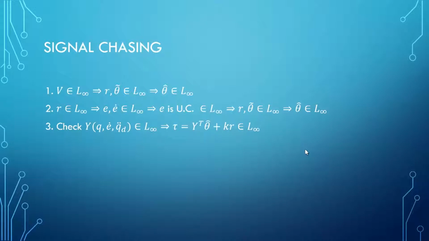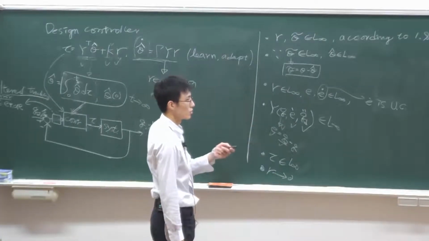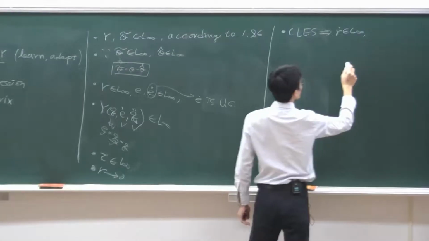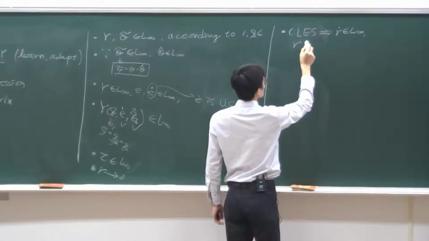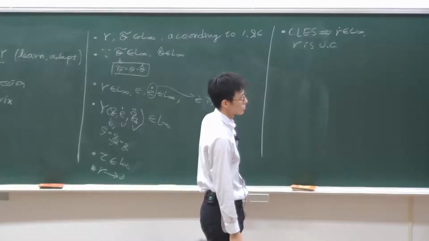And next, we haven't done yet: we want to show that R will be 0 as t goes to infinity. So we want to use Barbalat's lemma. Using this closed loop dynamics, and because every signal here is bounded and M is a constant, R dot has to be bounded. And for R dot to be bounded, R is uniformly continuous, and that's important to use Barbalat's lemma.